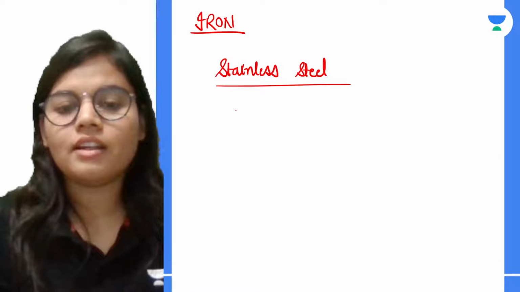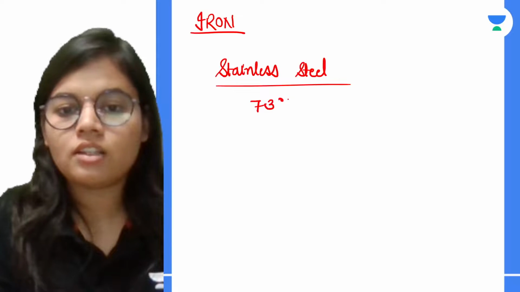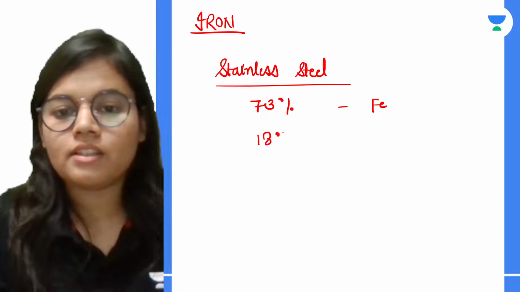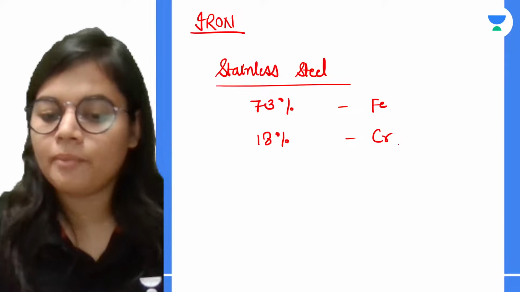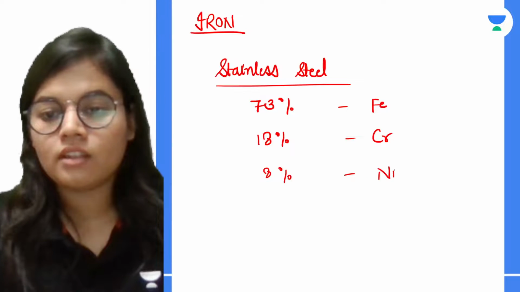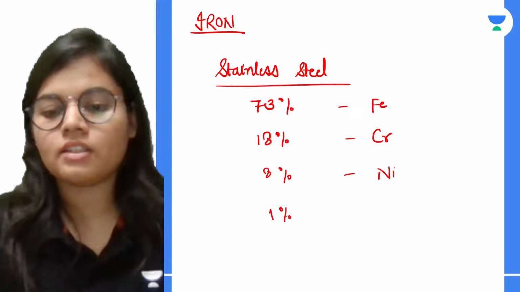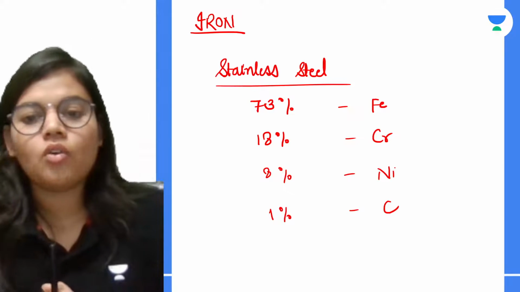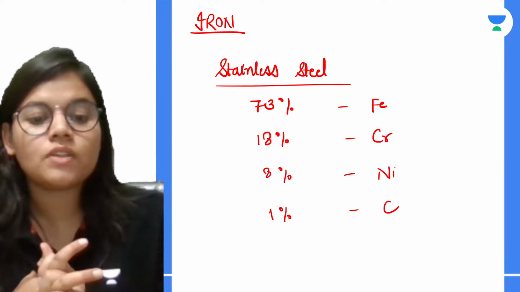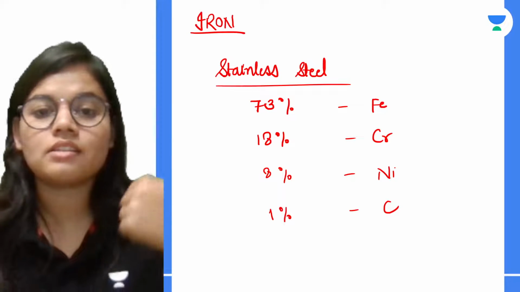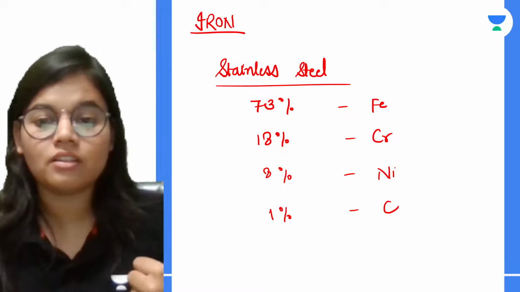Now, stainless steel is made up of 73% iron, 18% chromium, 8% nickel, and 1% carbon. So the hardness is due to carbon. Again, the properties which make it special and different from iron: it is very resistant to corrosion, unlike iron.